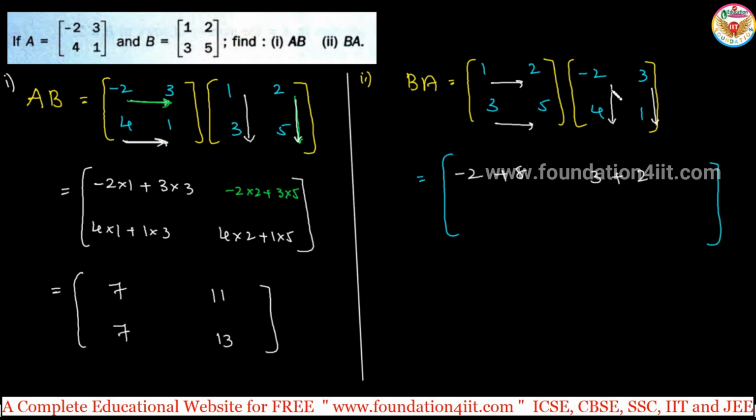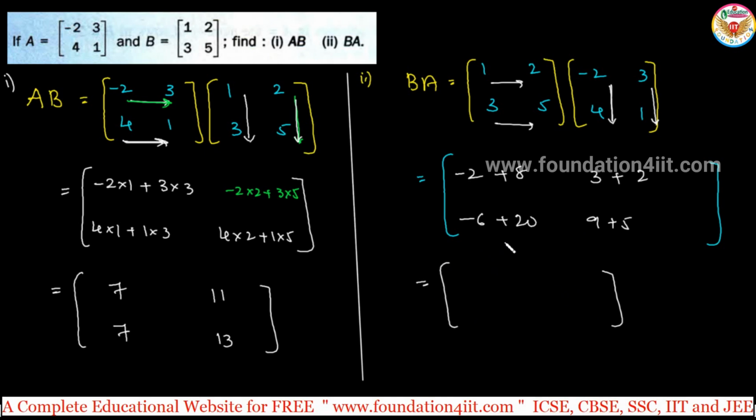Next, second row with first column: 3 into minus 2, minus 6, plus 5 into 4, which is 20. Next one, second row, second column, observe: 3, 5 and 3, 1. So 3 into 3 is 9 plus 5 into 1 is 5. Simplify, you'll get the answer. So minus 2 plus 8 is 6, 5 is 14 and 14.